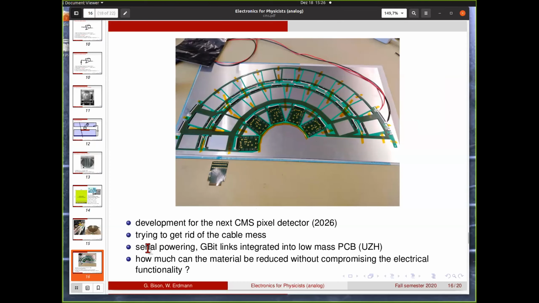So this all needs to be tested, and that's work ongoing at PSI in conjunction again with the University of Zurich, where this PCB has been designed, and also at ETH. There's also a CMS group at ETH here. So, the key question here is always how much can you reduce the material of your detector without compromising the electrical functionality.